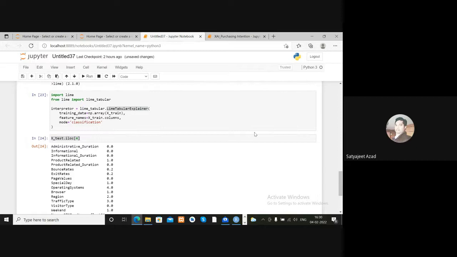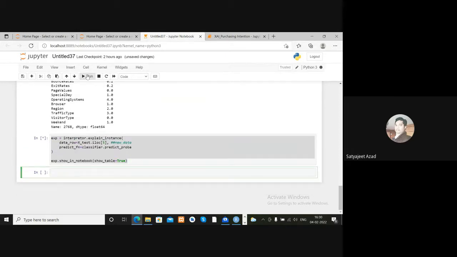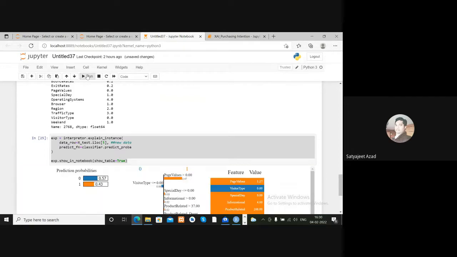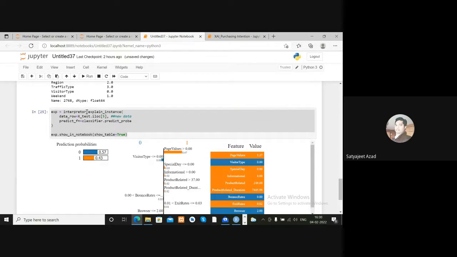This last one, which I'm trying to show you, is very interesting. This one is the important one. It will take some time. Now this interpreter object is explaining the instances using this classifier, that is the random forest classifier.